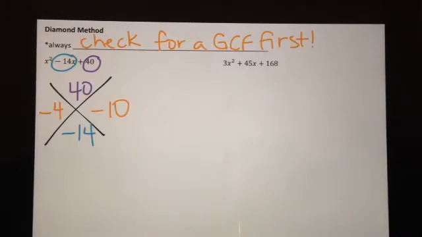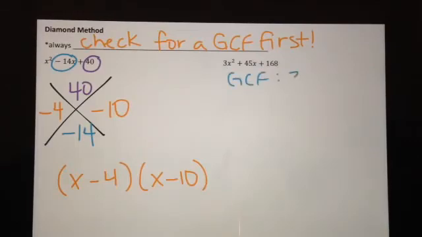Once you have completed that, now we can go ahead and write this out in factored form. So my first factor is going to be x minus 4. My second factor is going to be x minus 10. For the next example, if you look at those, the numbers are a bit bigger. I'd say anytime you have a number in the front, just double check to see if it's a GCF. If you look at this problem, you'll notice that all three of those numbers, 3, 45, and 168, are all divisible by 3. So in this case, we do have a GCF.